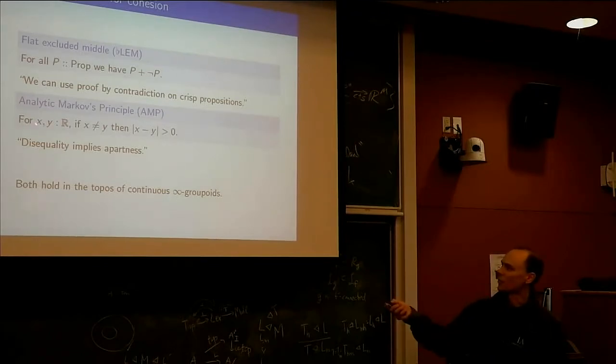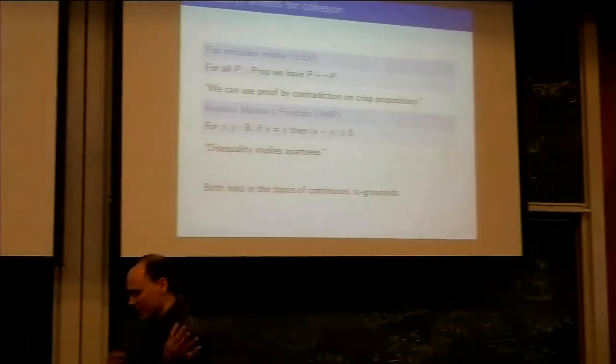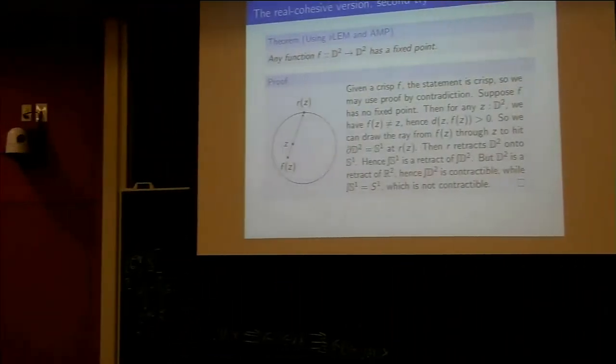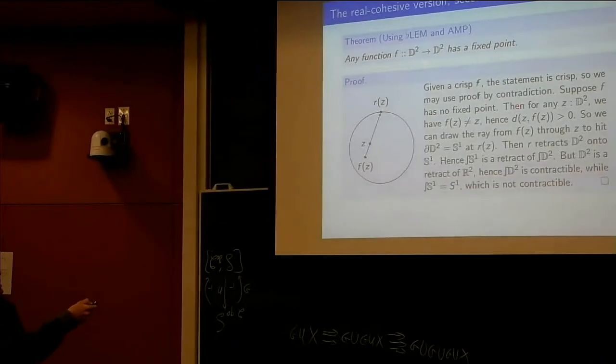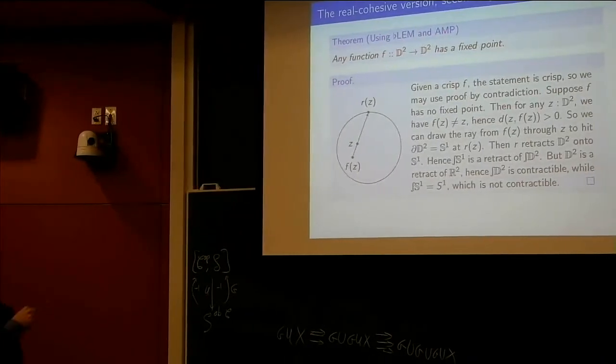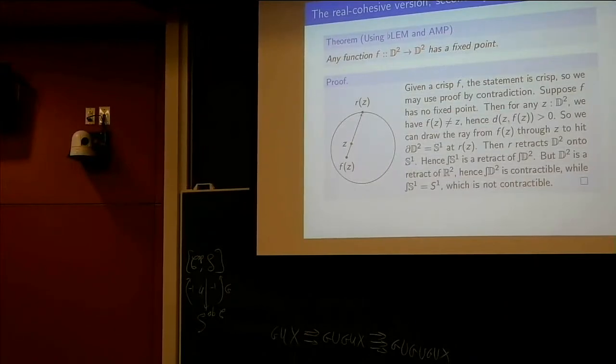But this is a statement for Dedekind real numbers, but that's what we call it, the analytic Markov's principle instead of the Cauchy. So in this case, it does work, right? The only change we have to make here is that this function we assume as a crisp hypothesis. So f is a crisp function from D2 to D2.